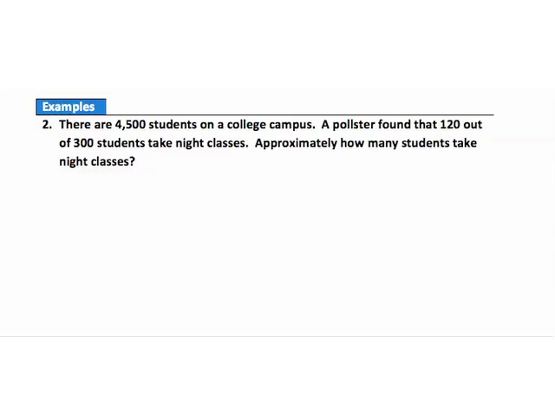Well, let's start with our sample. It looks like we had 120 students out of 300. There's our sample. We want to extend this now using a proportion to the entire population. Well, notice that 300 was the total number of students sampled, so that has to go along with the total number of students on campus. And in the top, we're going to have 120 take night classes, and on the other side, our variable n, when we solve for that, will tell us approximately how many students on this campus take night classes. Okay? So we need to solve this proportion.